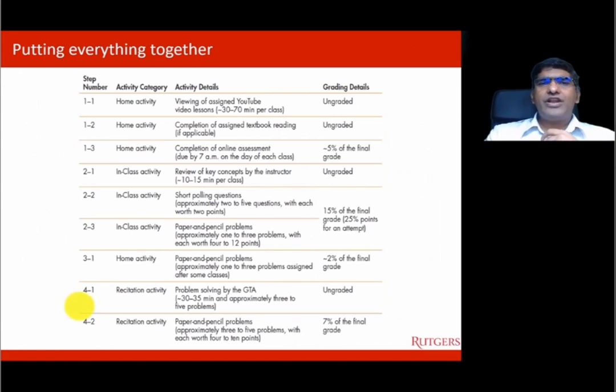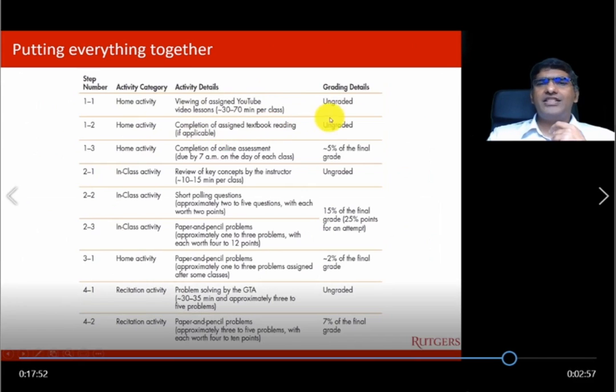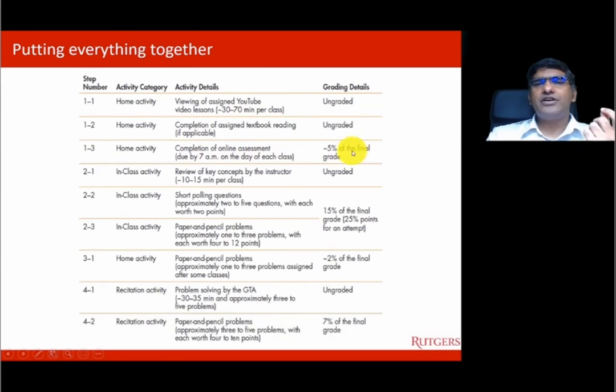And so if you put everything together, a flipped classroom looks like this. You start with assigning YouTube videos, so 30 to 70 minutes per class. This is not graded. Then you also assign them reading. This is not graded. But then you tell them to take an online quiz, which is graded.